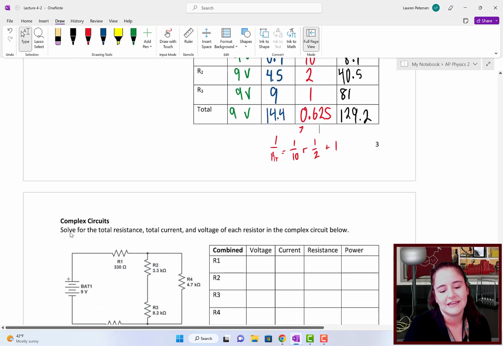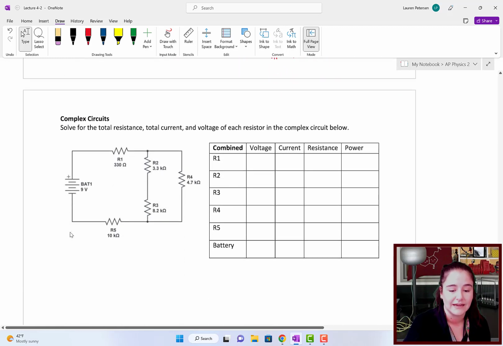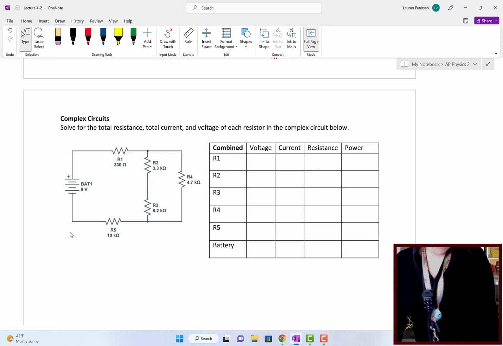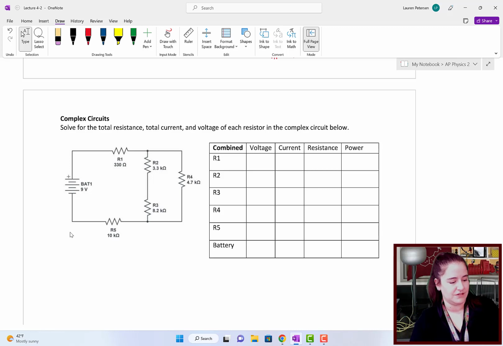Moving on to the last one, which is complex circuits. Now, combined circuits are challenging because basically you have to make them simple. So you have to combine elements into equivalent resistances until they become simple. So let me go ahead and show you how we do that with this big ol' example problem.